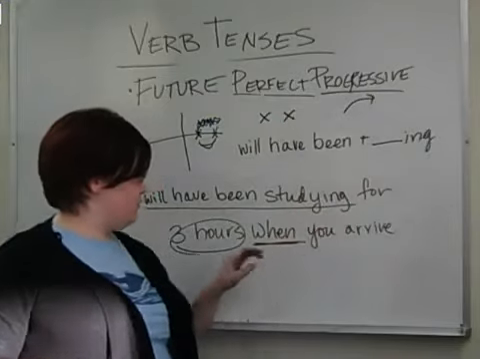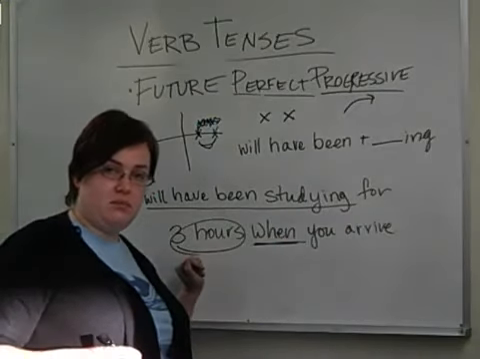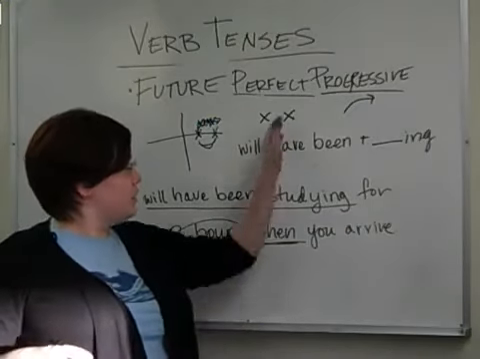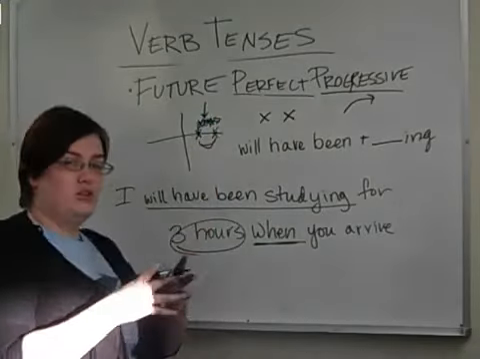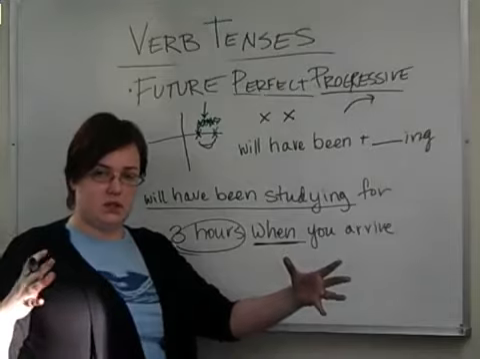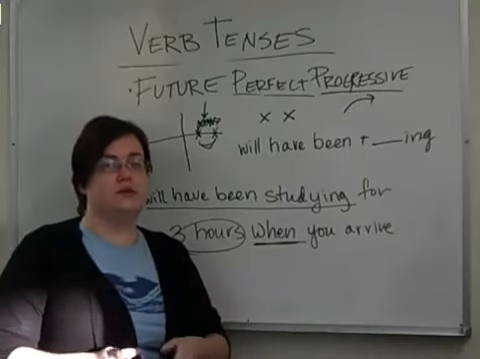Remember to keep an eye out for measurements of time, the word "when," to help you spot the future perfect progressive, because the emphasis, again, is on the duration, how long I've been studying before the next event occurs.